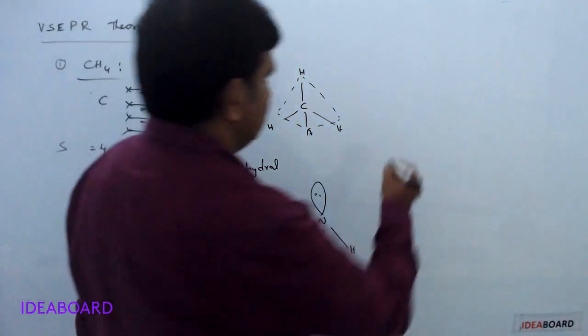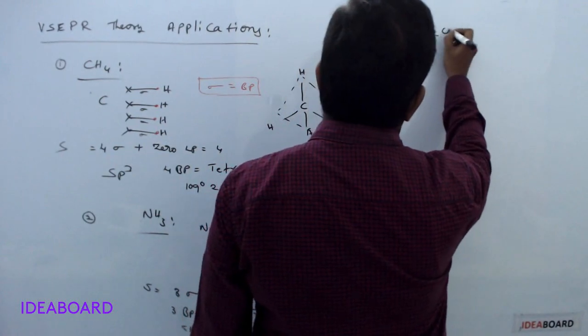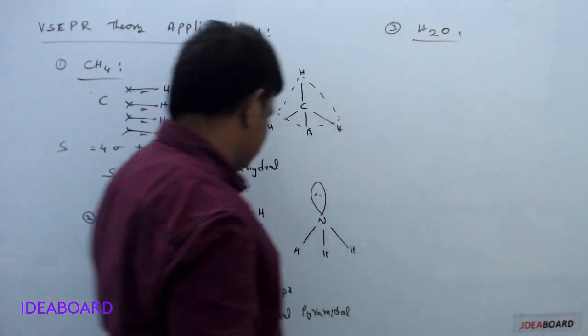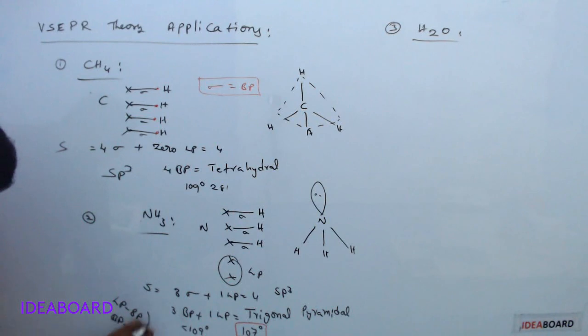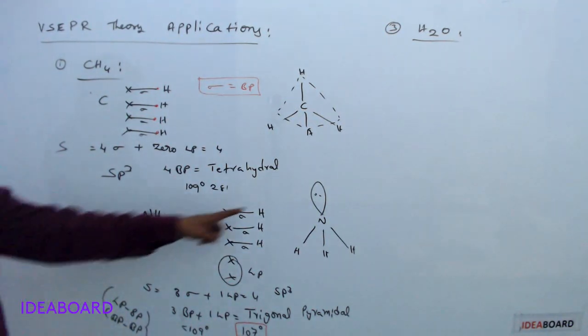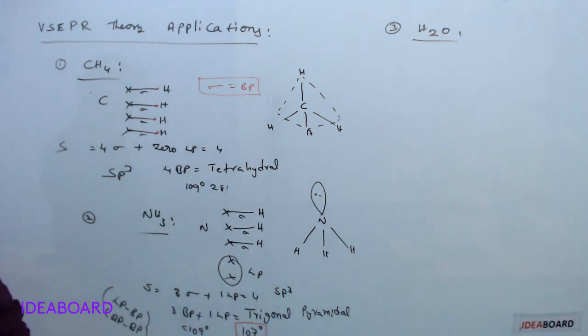Next, the third example. Why are we getting the trigonal pyramid shape? Because of what type of repulsions it has: lone pair, bond pair repulsions. According to VSEPR theory, the NH3 molecule has lone pair, bond pair repulsions.